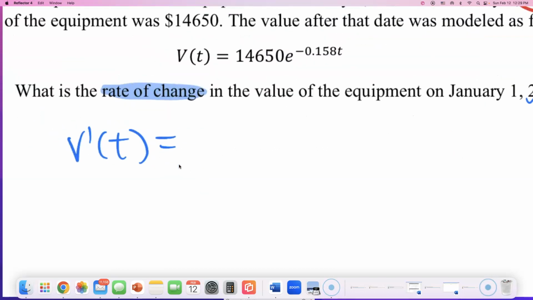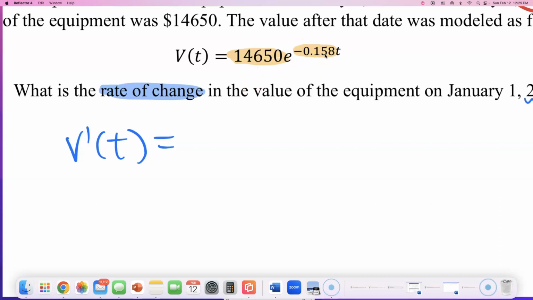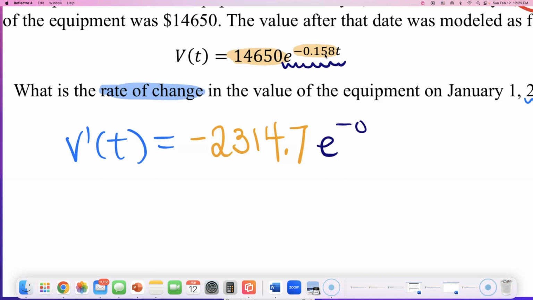So let's look at this exponential function. What will happen is when we do the chain rule, the derivative of this exponent will come down as that negative 0.158 and get multiplied by that original leading coefficient of 14,650. So get your calculator and type in 14,650 times that negative decimal. When you do that, you will get the new leading coefficient of negative 2,314.7. Okay, now do not change that exponential term. Keep it exactly the same and bring it right down.